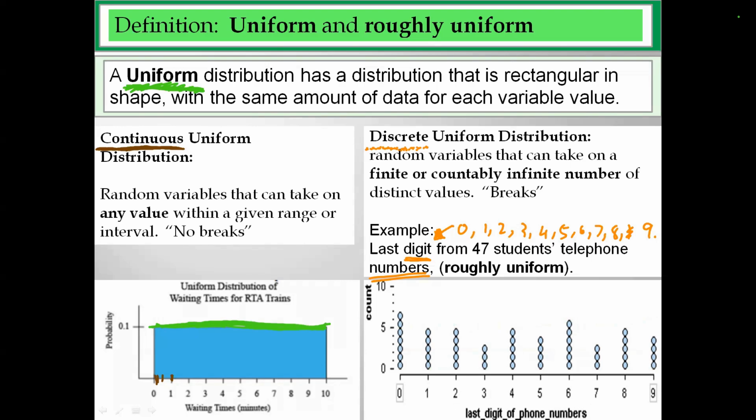On the x-axis, we have the last digit of a phone number, and on the y-axis, we have the count. If we draw a horizontal line across the 5 count, we can see that the distribution creates a shape that is somewhat rectangular. So here's our rectangular shape distribution.